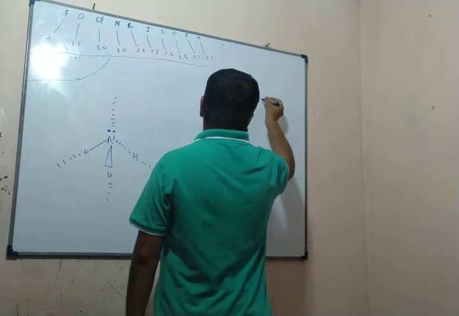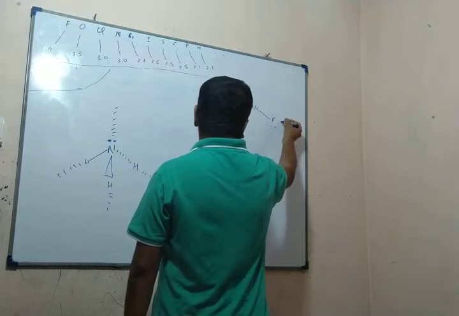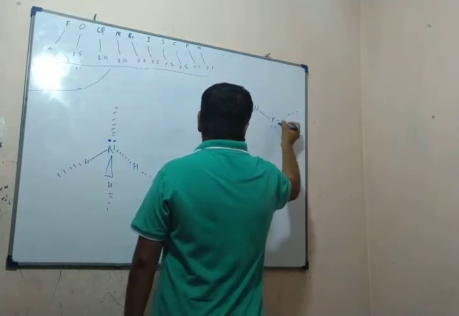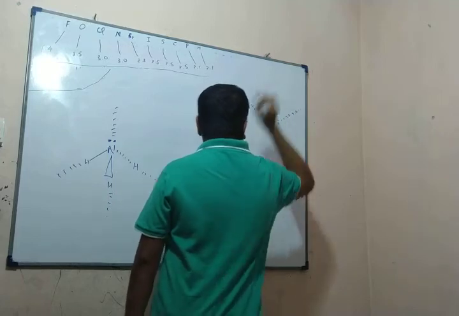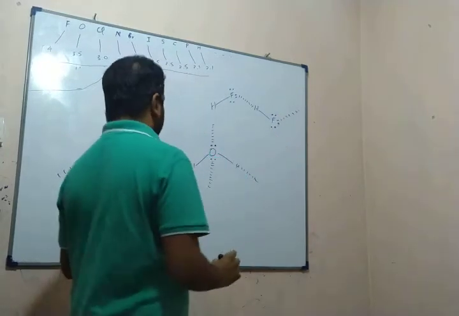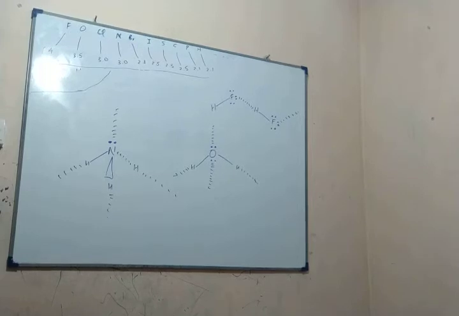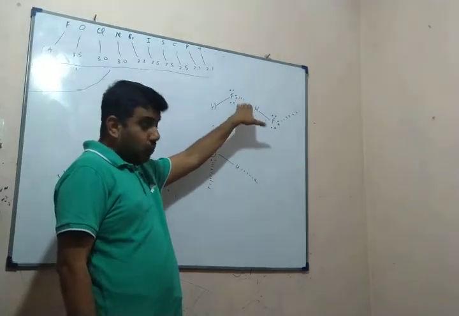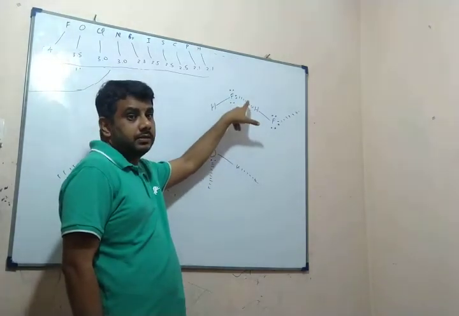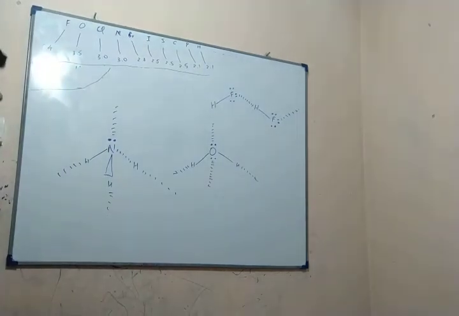Should be linear. Why is it so? Why only one hydrogen bond, even though it has three lone pairs? You should remember that.